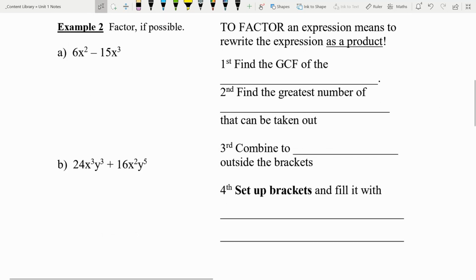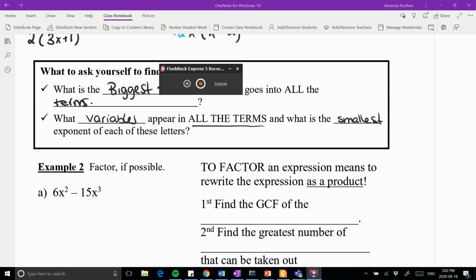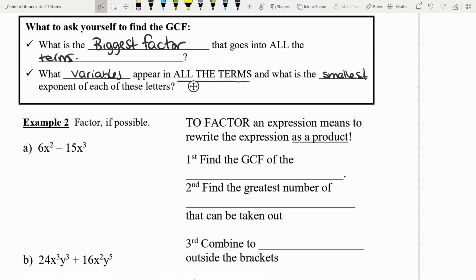So we're going to try a few more of those. So remember from before, we are factoring 6x squared minus 15x cubed. So remember, first, we want to find that greatest common factor. So we're looking at the coefficients, 6 and 15.